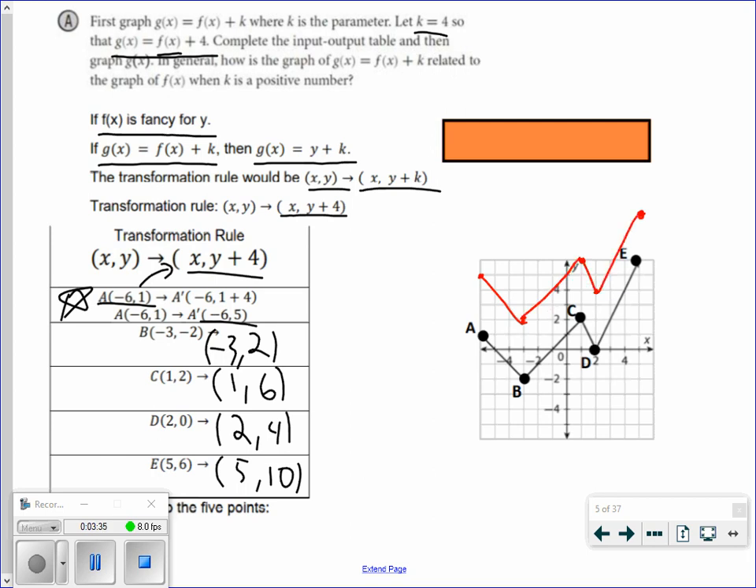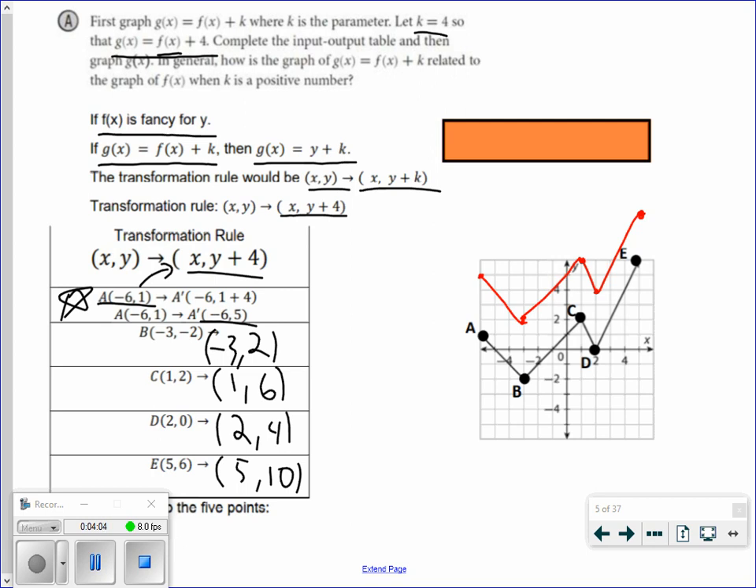And we can see that this red line is pretty much the same thing as that black line. All we did is we took the original graph of f of x, which is the black one, and we moved it up 4 units. And that's exactly what we said K was in the first slide of the lesson. K is a vertical translation up and down. So when K is positive, we're moving the graph up 4. All right? So when K is positive, the graph moves up.